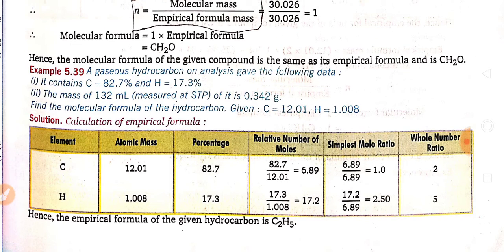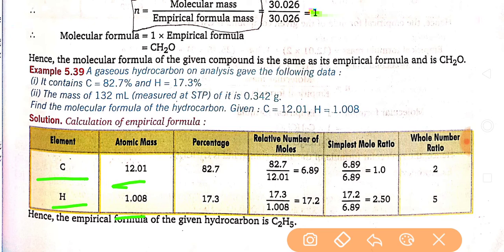So for the calculation you have to first take the given two elements, carbon and hydrogen only. Okay, their atomic masses are also given to us, and for their percentages we also have to calculate the relative number of moles. So you have to divide 82.7 upon 12.01 and you will get 6.89, and 17.3 upon 1.008 gives 17.2 respectively, and the lowest value is 6.89.